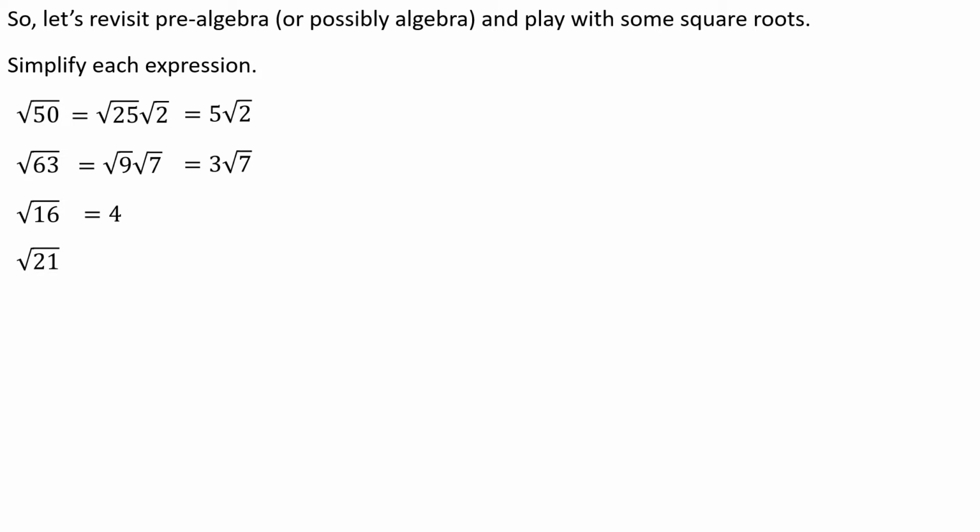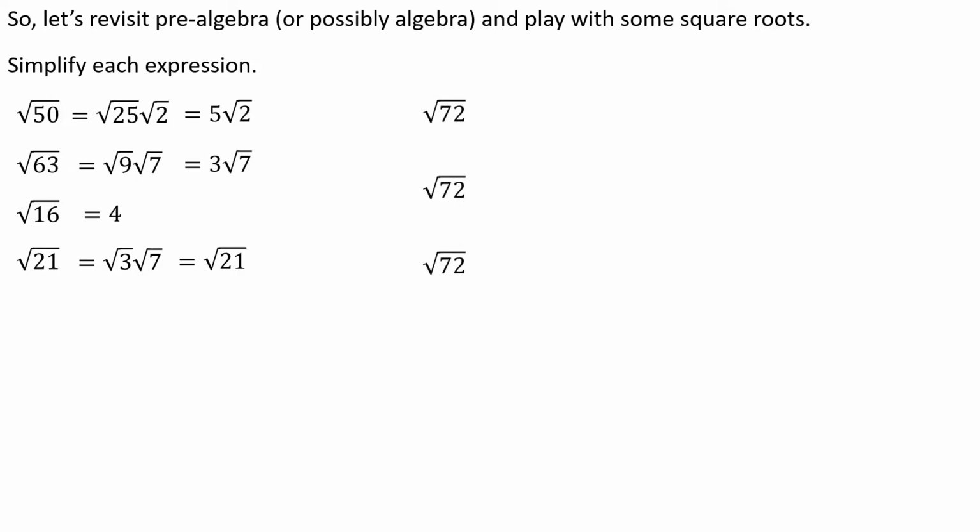Square root of 21. The only thing I can think of is 3 times 7. But I cannot take the square root of 3. I cannot take the square root of 7. So I should actually just leave it as square root of 21. That would be my answer. Right? Sometimes they will not simplify.